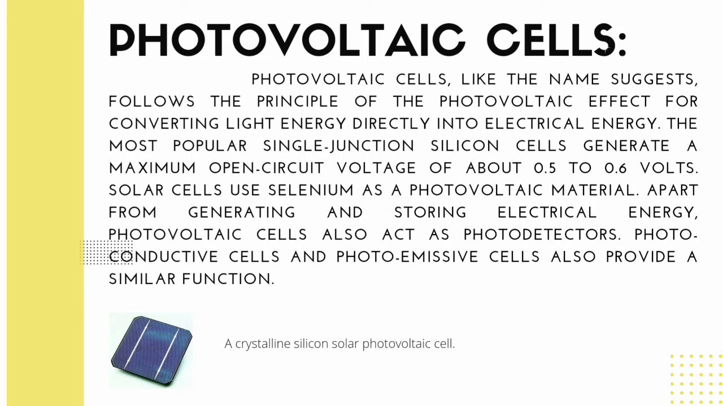Photovoltaic cells, like the name suggests, follow the principle of the photovoltaic effect for converting light energy directly into electrical energy. The most popular single junction silicon cell generates a maximum open circuit voltage of about 0.5 to 0.6 volts. Solar cells use selenium as a photovoltaic material. Apart from generating and storing electrical energy, photovoltaic cells also act as photodetectors. Photoconductive cells and photoemissive cells also provide a similar function.